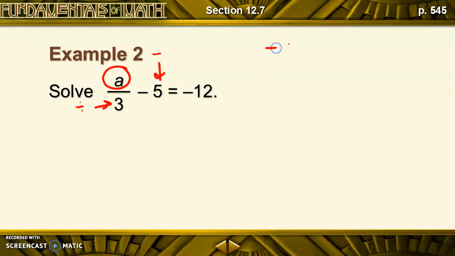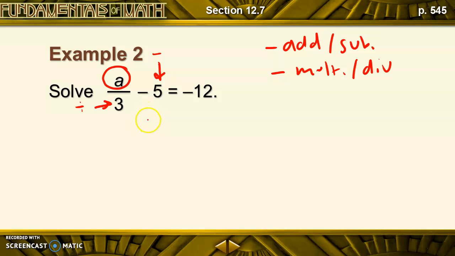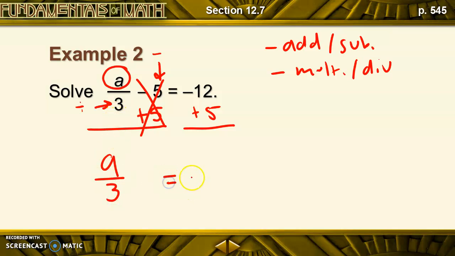So we want to get rid of any addition or subtraction first, and then we want to get rid of any multiplication or division. So the first thing I'm going to do is I'm going to add 5 on both sides. So when I add 5, -5 plus 5 cancels out, and all I have left is a divided by 3 is equal to -12 plus 5, which is the same thing as -7. Now we have one more step. It's a one-step equation.